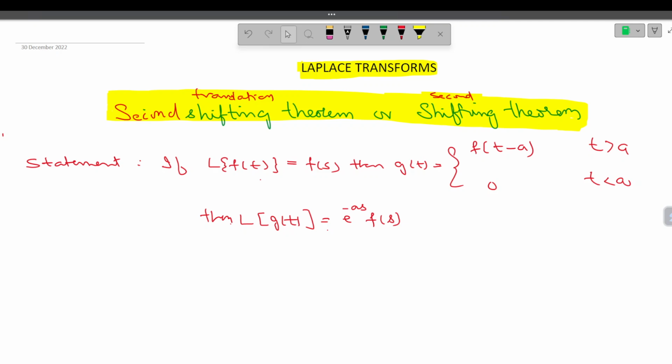Hi everyone, today we'll discuss a problem on Laplace: proof of the second shifting theorem, or second translation theorem. We are going to prove it. So what is the statement?